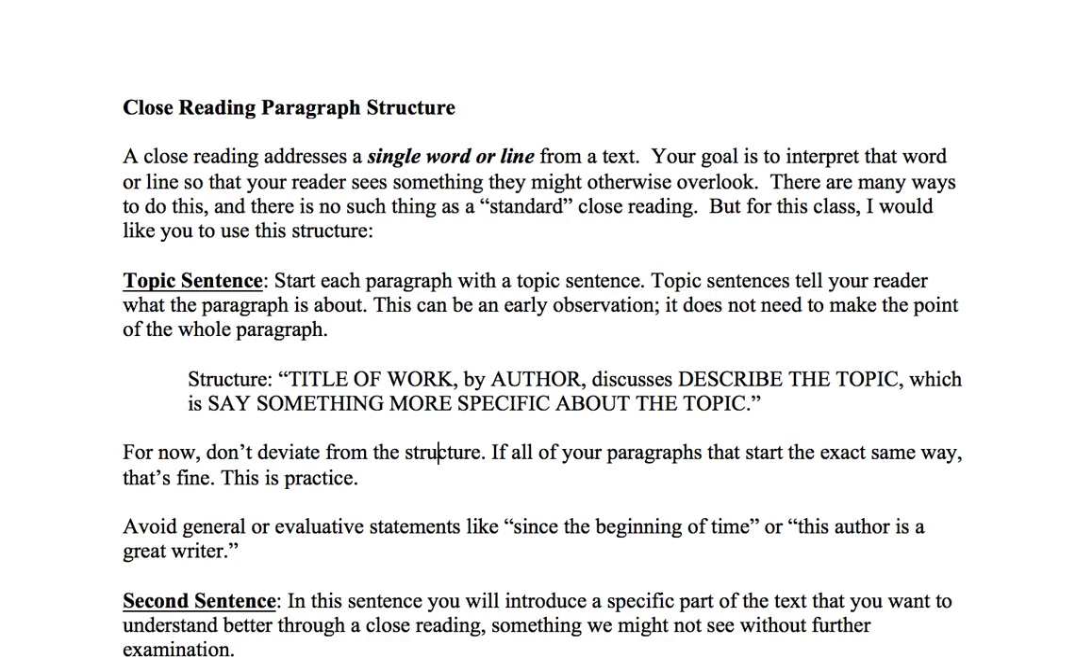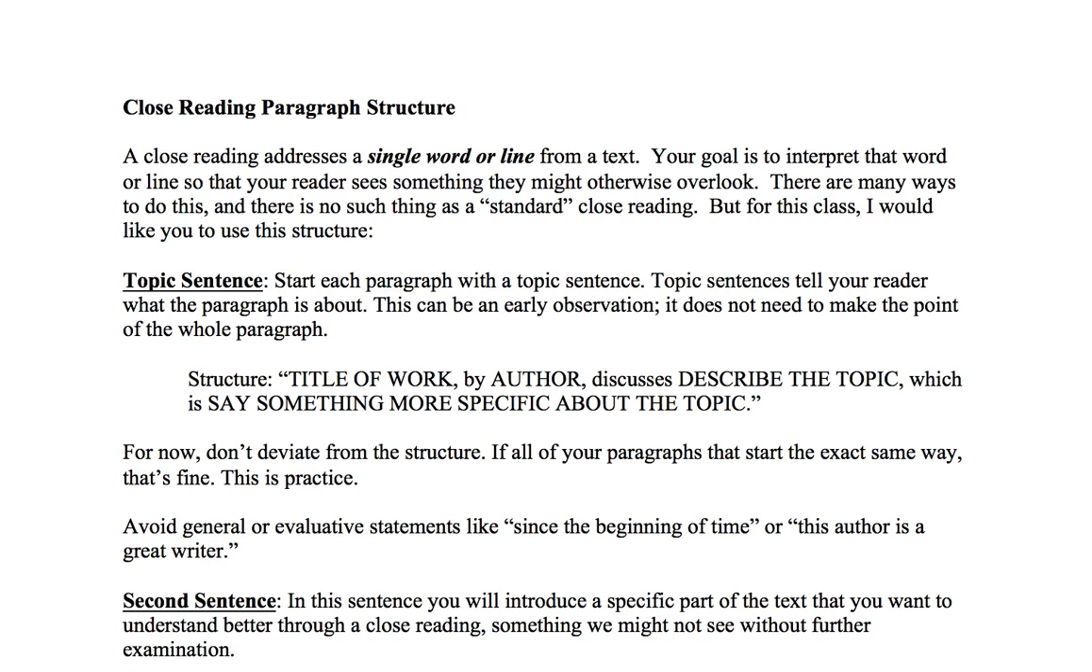The title of work by author discusses, now describe the topic, which is, now say something a little bit more specific about the topic. For now, don't deviate from that structure. So if all of your paragraphs start the exact same way, that's fine. This is practice.